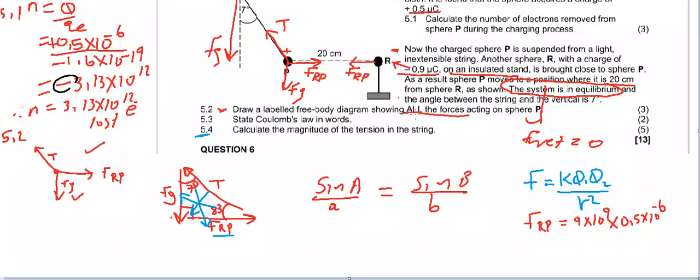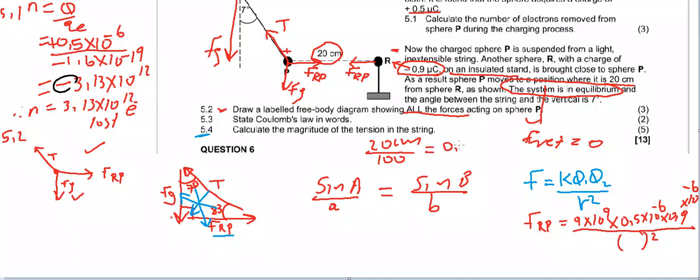Then q2, our q2 is equal to 9, we leave out the sign, 0,9, then times 10 to the power negative 6. Everything is divided by r squared.